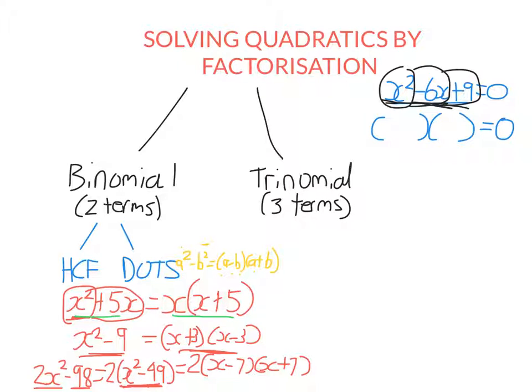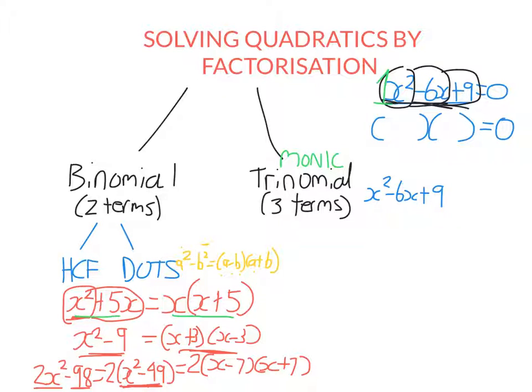Now let's turn our attention to trinomials, but in this video we're just looking at monic trinomials, which means the coefficient of x squared is 1. We'll look in later videos at how to do non-monics. So let's say we want to factorize the expression x squared minus 6x plus 9. This is monic because the number in front of x squared is 1. It is a quadratic because there's an x squared term, and it's a trinomial because there are 3 terms.